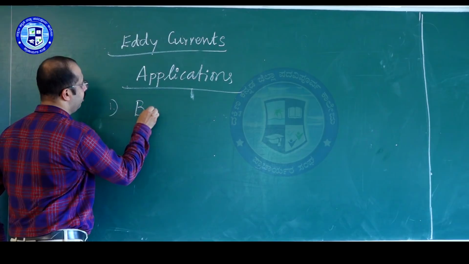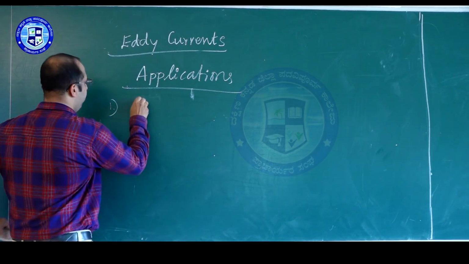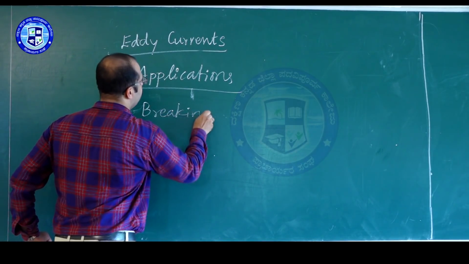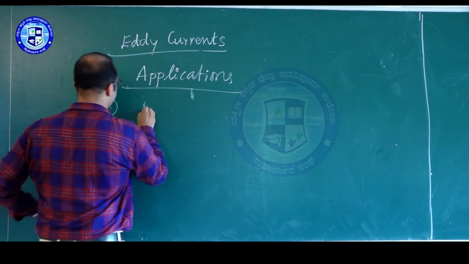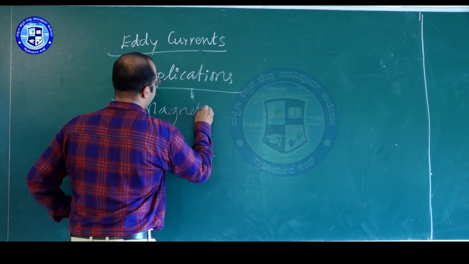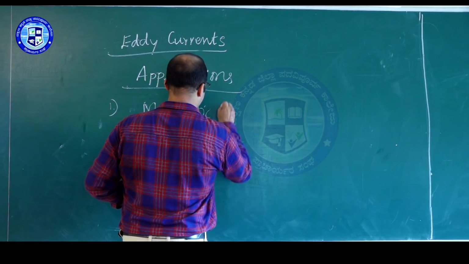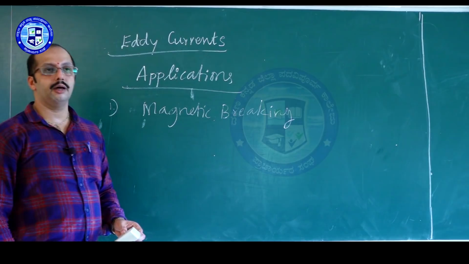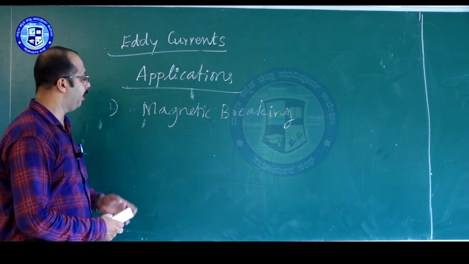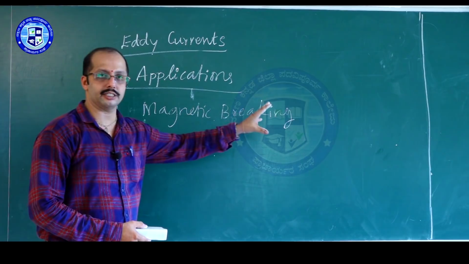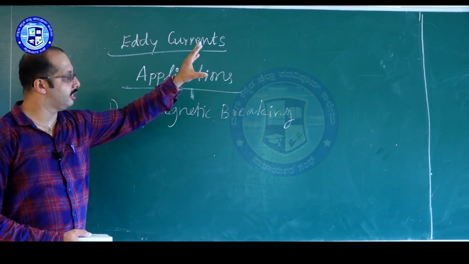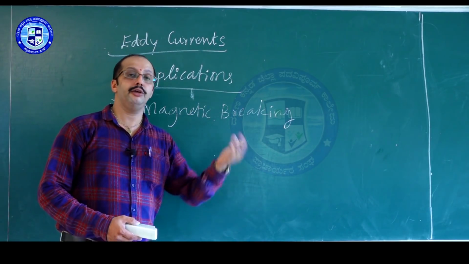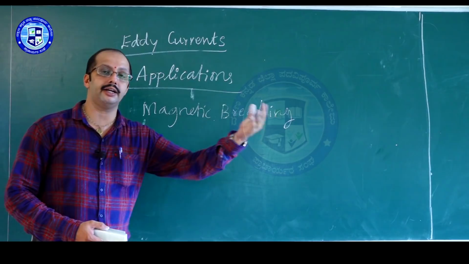Magnetic braking system. So consider the magnetic braking system or magnetic brake system, considered in the electric train or electromagnetic train abroad. They use this particular braking system in the trains.